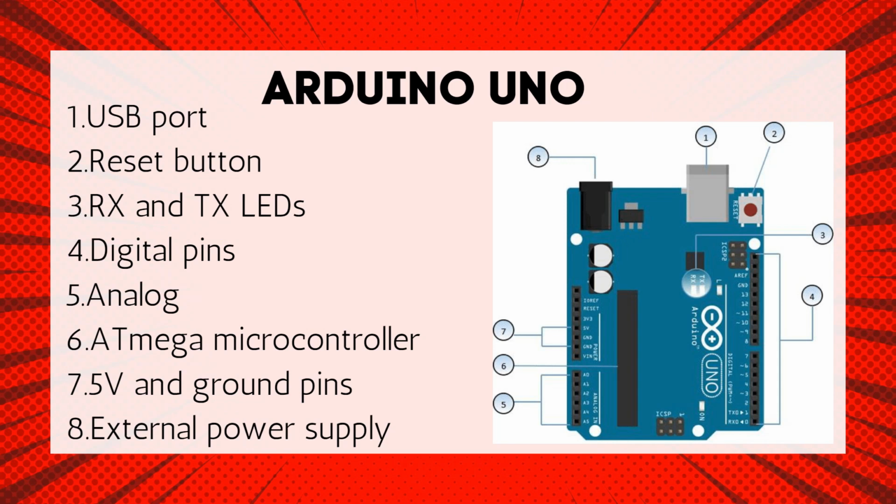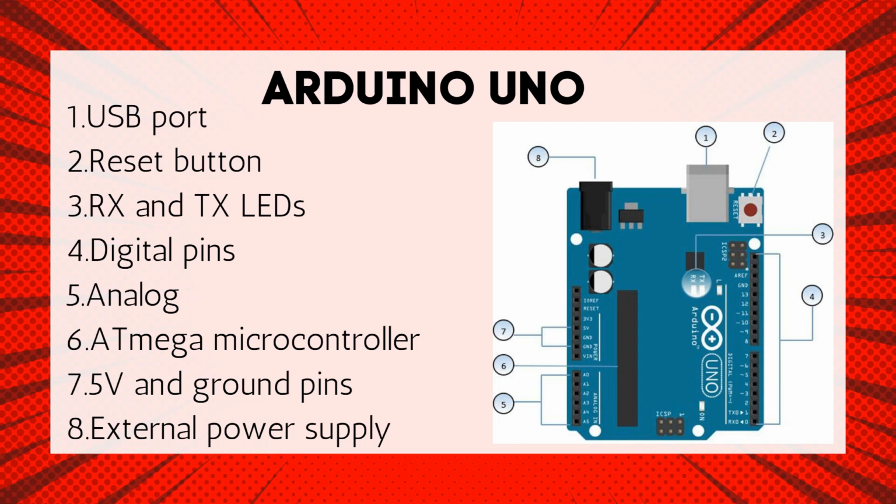Arduino Uno has the following parts: the USB port, which provides power to your Arduino board and communication with your personal computer. The reset button restarts the stored program in the memory. The RX and TX LEDs are the LED indicators for receiving and transmitting data to your computer. RX is for receiving, while TX is for transmitting.